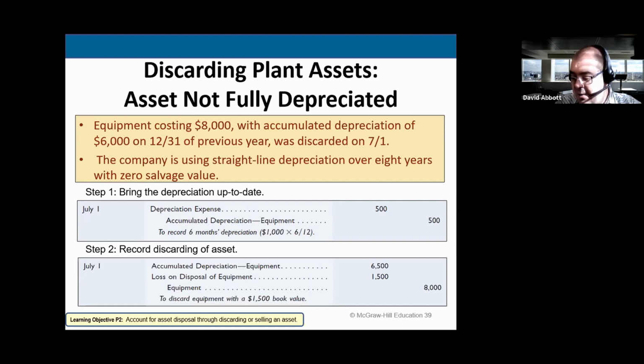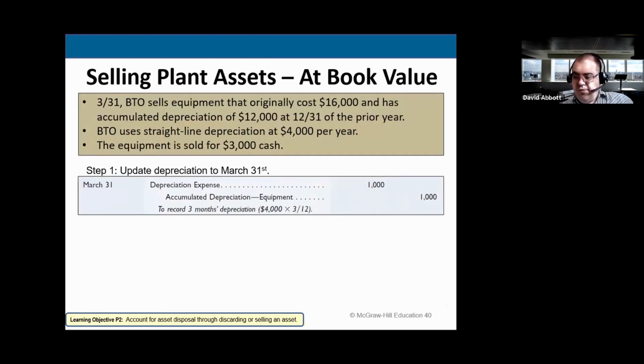Discarding an asset can sometimes require a cash payment that would increase the loss, because sometimes you have to pay in order to have it hauled off or dismantled. So in this example, recording the discarding of the asset, you would debit accumulated depreciation, equipment, $6,500, and then the loss on disposal, equipment, $1,500, and then credit the equipment, $8,000, because that's what removes it from our books.